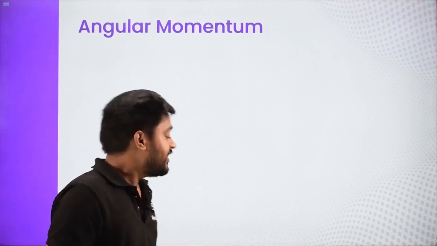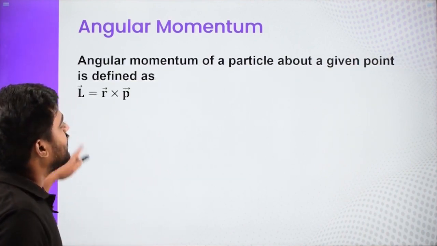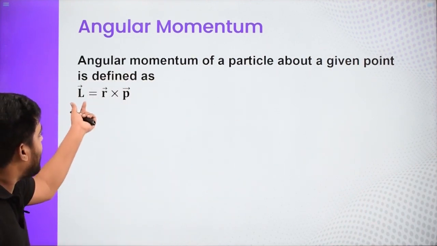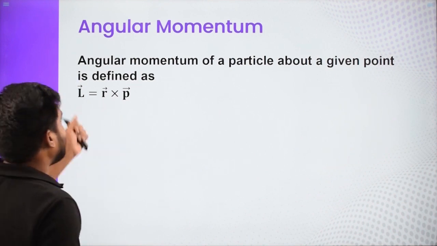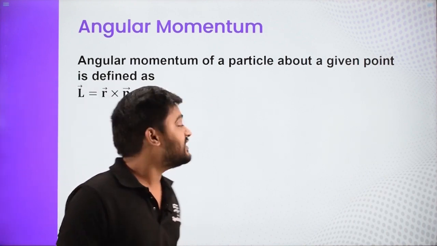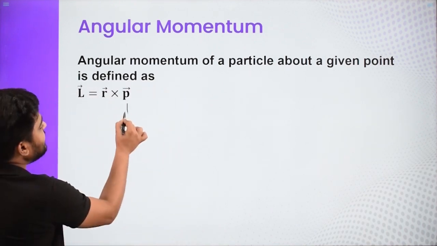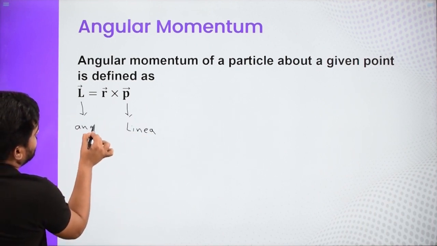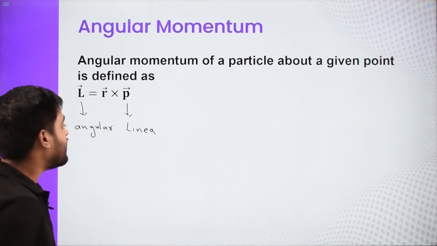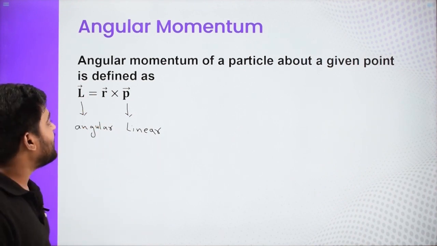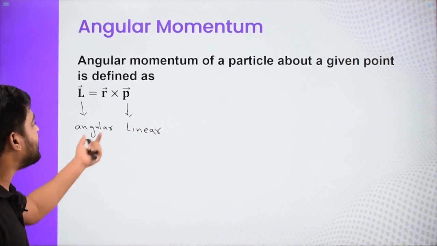Now let us discuss the next thing. The next thing is angular momentum. Angular momentum of a particle about a given point is defined as L is equal to R cross P. L is angular momentum, R is the position vector, and P is the linear momentum vector. So this is the relationship between linear momentum and angular momentum. Here also our linear and angular parameters are related using this formula. If we know the linear momentum and the position vector, then we can use this formula.